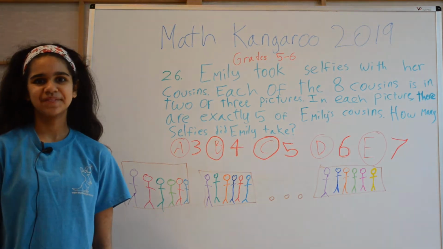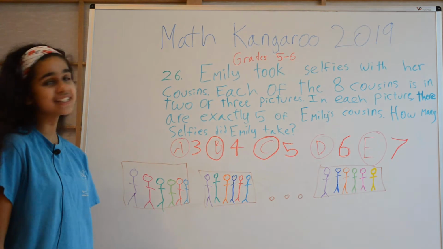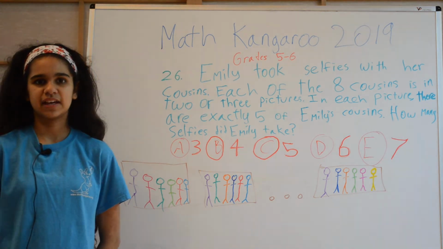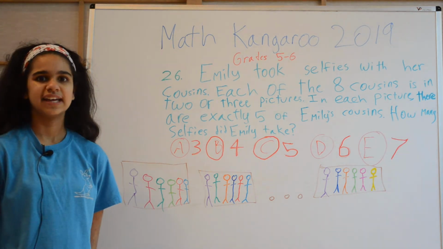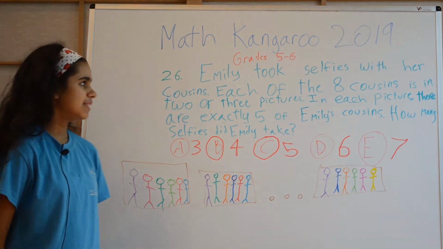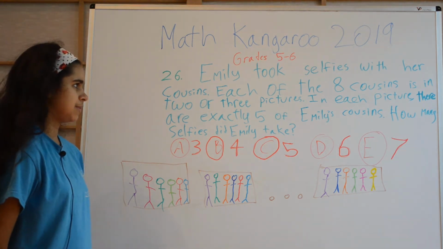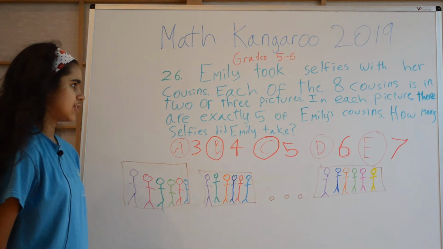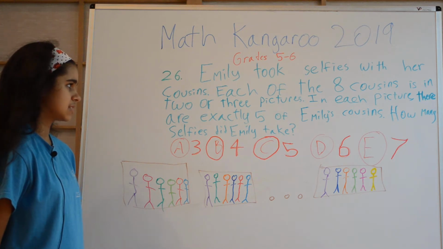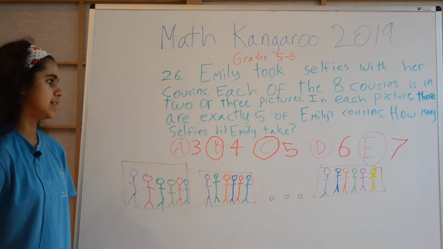Hi! Today I'm going to show you how to solve problem 26 from the 2019 Math Kangaroo grades 5 and 6. Here's the problem. Emily took selfies with her cousins. Each of the 8 cousins is in 2 or 3 pictures. In each picture there are exactly 5 of Emily's cousins. How many selfies did Emily take?